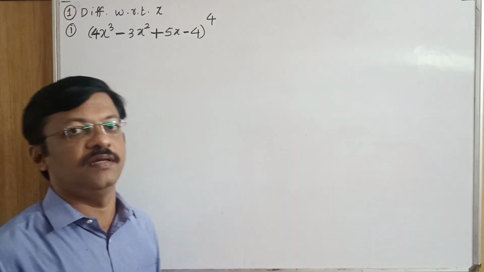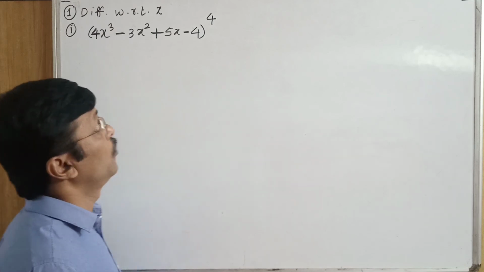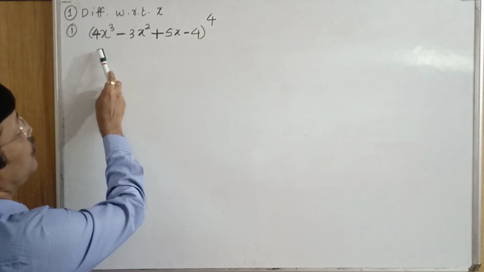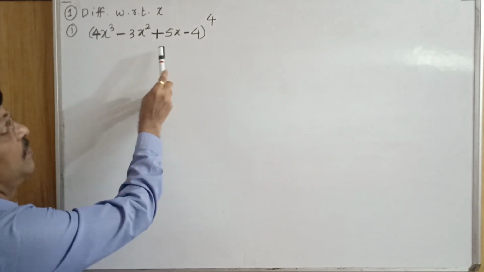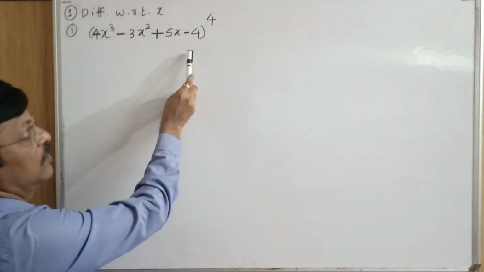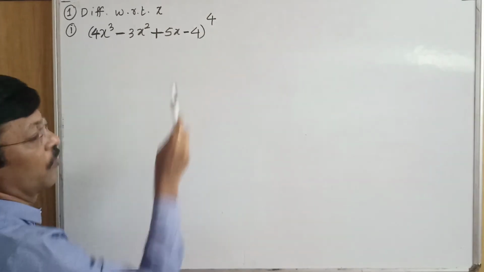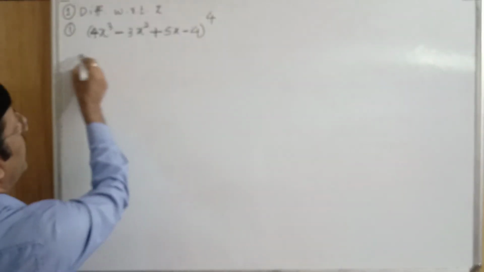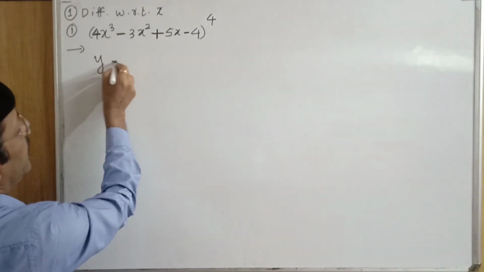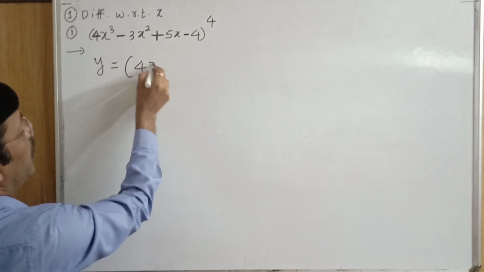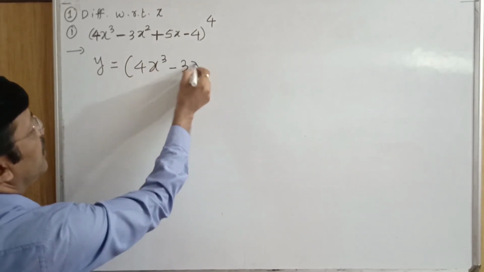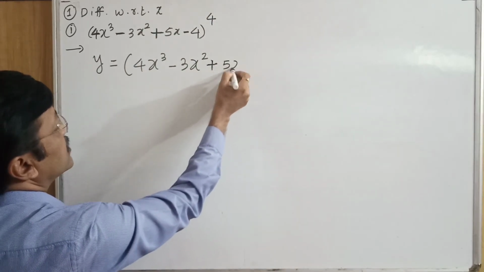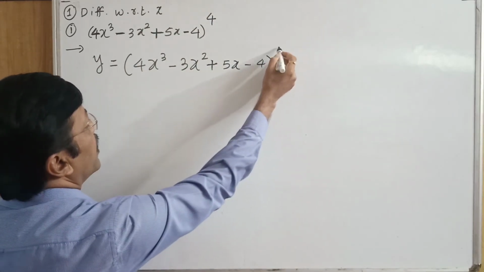Let us start with the first example from exercise 1.1. Differentiate with respect to x 4x cube minus 3x square plus 5x minus 4 bracket raised to 4. Now as usual, we take this function as y. So let y is equal to 4x cube minus 3x square plus 5x minus 4 bracket raised to 4.